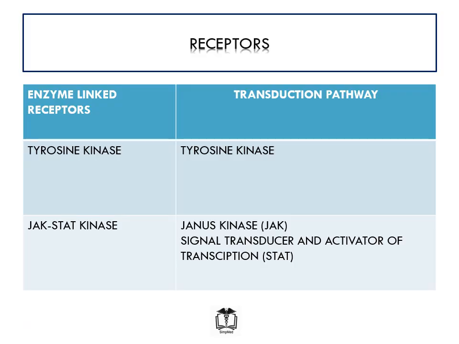We have two different types of enzyme linked receptors based on the type of effector domains that they possess. The types of enzyme linked receptors we have are tyrosine kinase receptors and then the JAK-STAT kinase receptors. This is just purely based on what type of enzymes they possess. For tyrosine kinase receptors, the enzyme is the tyrosine kinase. For JAK-STAT kinase receptors, the enzyme there is the Janus kinase signal transducer activator transcription receptor.